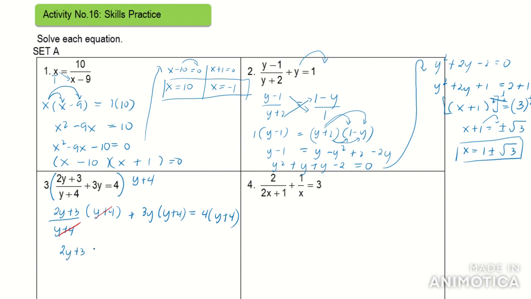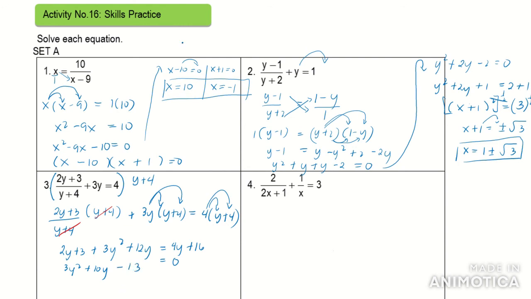2y plus 3 plus 3y times y is equal to 3y squared. Then 3y times positive 4 is equal to 12y, equals 4 times y is equal to 4y. 4 times 4 is equal to positive 16. So our quadratic term is found here. We are just going to equate it with 0. So you have 3y squared. You have 2y plus 12y is equal to 14y. Transpose 4y here, so it becomes negative 4y. So 14y minus 4y is equal to 10y. Then transpose positive 16, it becomes negative 16. So we have negative 13.